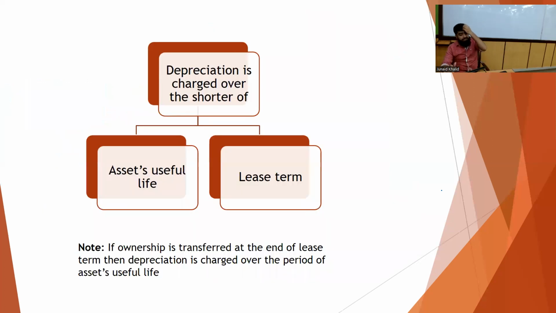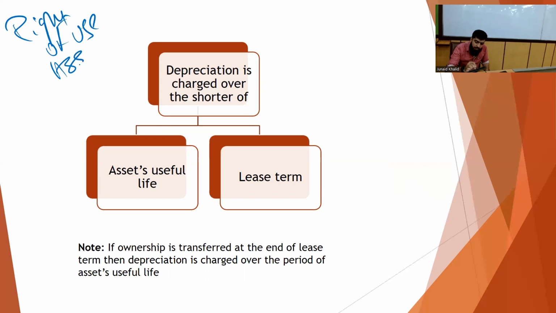Okay. The second thing is, if you are recognizing the right of use asset, and we know that right of use asset is a component of assets, and it's a component of non-current asset, so we need to depreciate. As now the lessee is the company who's recognizing that asset, it means the depreciation will also be charged by the lessee company.